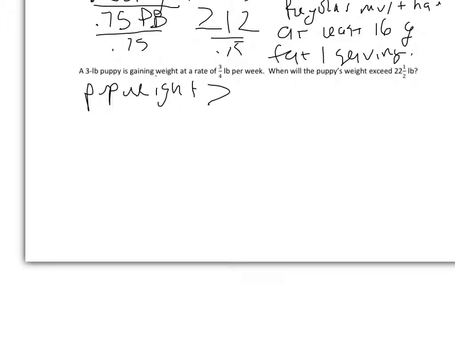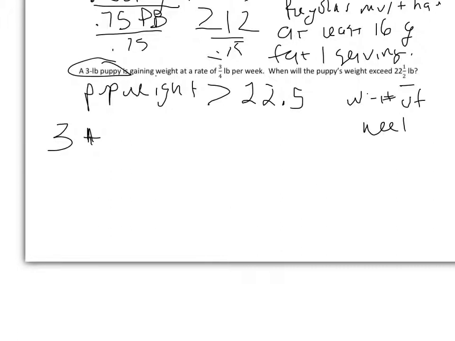I'm just going to write this as the decimal, 22.5. So I'm going to work with decimals because we can, because 1/2 is a nice decimal and 3/4 is a nice decimal. Now, the puppy's weight is going to be 3 pounds. The puppy's 3 pounds currently, so there's 3 plus 3/4 pound per week. So let W equal number of weeks. So 3/4 is 0.75 W.